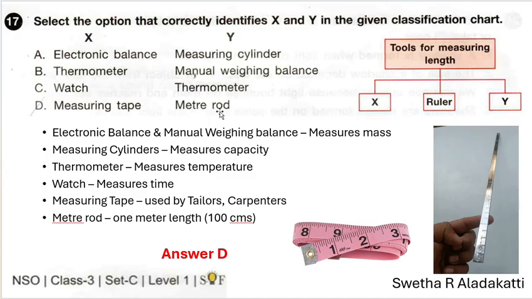Measuring tape and meter rod, yes, this is right, which measures length. This is a measuring tape used by carpenters and tailors to measure the length of cloth or wood. This is a meter rod, which is usually 1 meter in length, or 100 centimeters. So the answer is option D, meter rod or measuring tape.